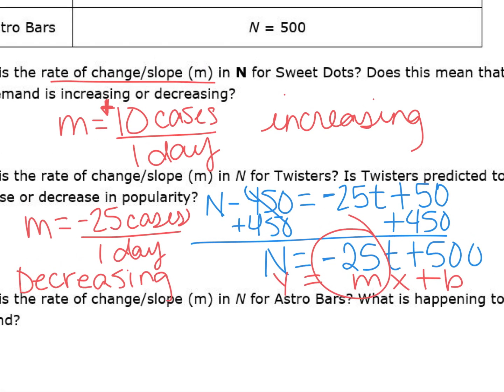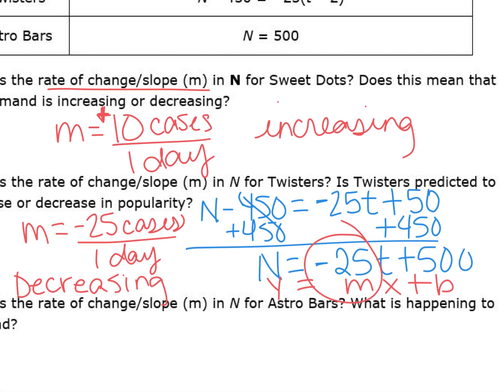And then we have one more. We have Astrobars. Ooh, what do you notice about Astrobars? Is this in y equals mx plus b format? It's a little bit incomplete. Do I have a number in front of my letter? Do I have a coefficient? What's the number that we never write if there's none? What number means none? Zero. So could I do this? Could I say 0 times t?